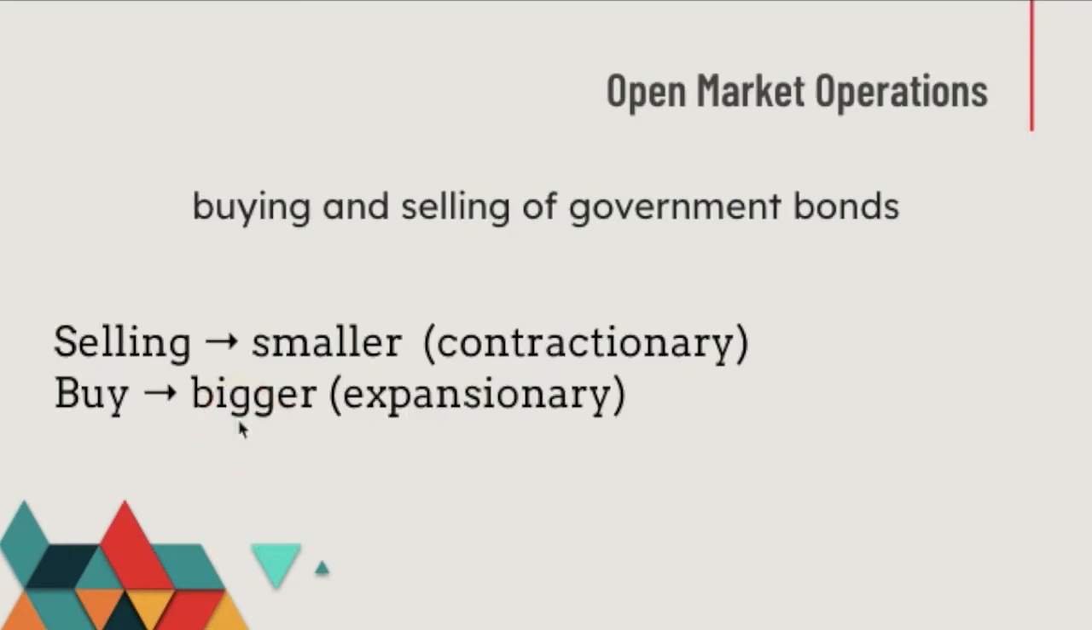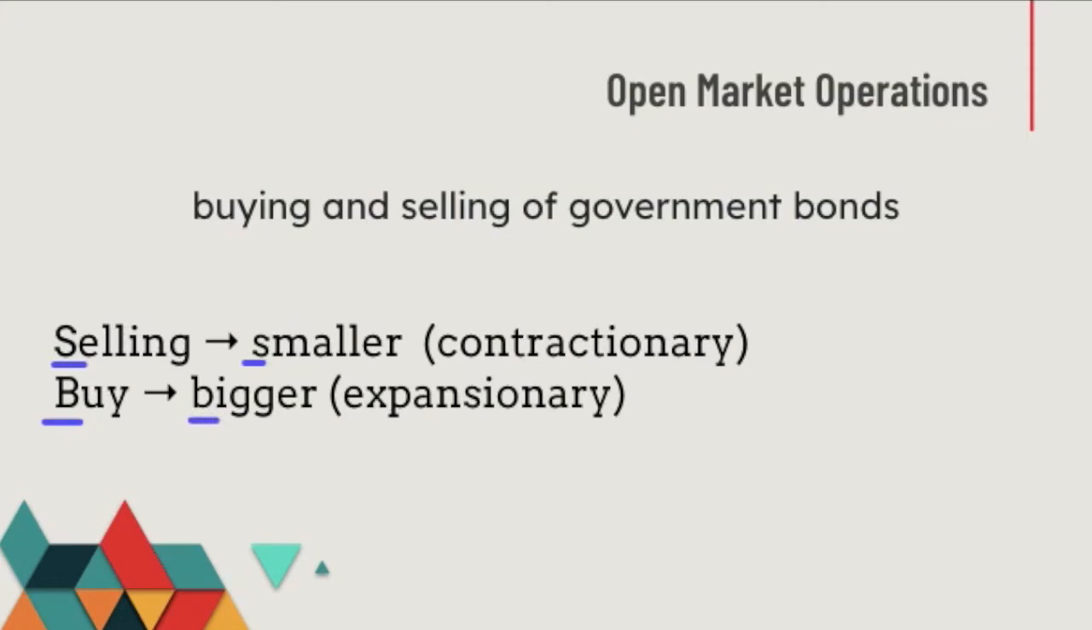Lastly, we have open market operations. This term refers to the buying and selling of government bonds. The relationship is simple. Buying is going to be making the economy bigger, selling, making it smaller. You can remember it this way. Selling smaller, buying bigger. When the Fed buys bonds, they're paying those who sold it. This increases the money supply, promoting economic activity.